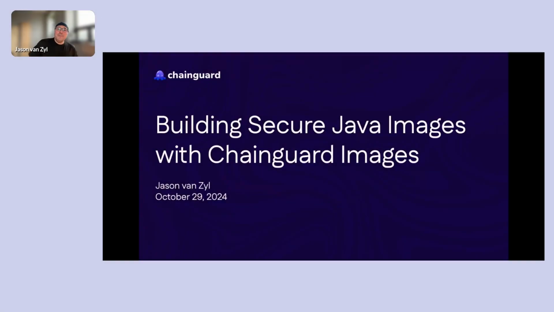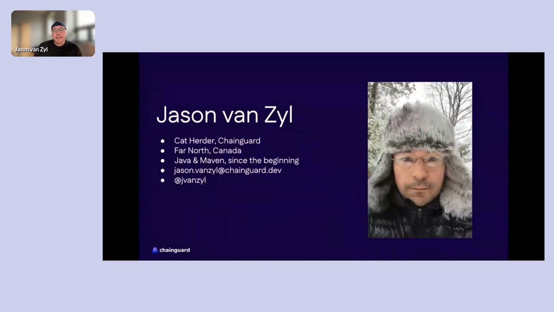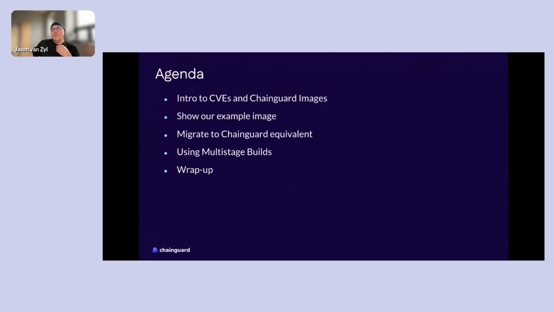Okay, so today we're going to be talking about building secure Java images with Chainguard Images. My name is Jason Van Zale. I've been around in the Java and Maven community for quite a while, currently living in Canada, and I help out at Chainguard in the Java program generally, and helping with any Java, Maven, and build systems in general in the Java ecosystem.